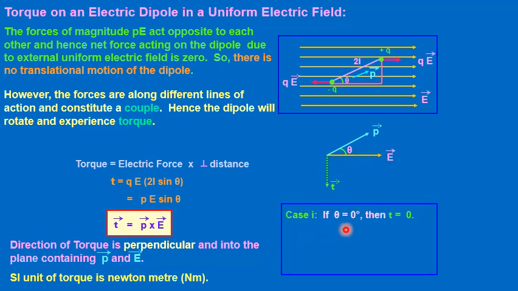Case 1, if theta is equal to 0, then torque T is equal to 0. Case 2, if theta is equal to 90 degrees, then torque T is equal to PE, which is maximum value. Case 3, if theta is equal to 180 degrees, then torque T will be equal to 0.